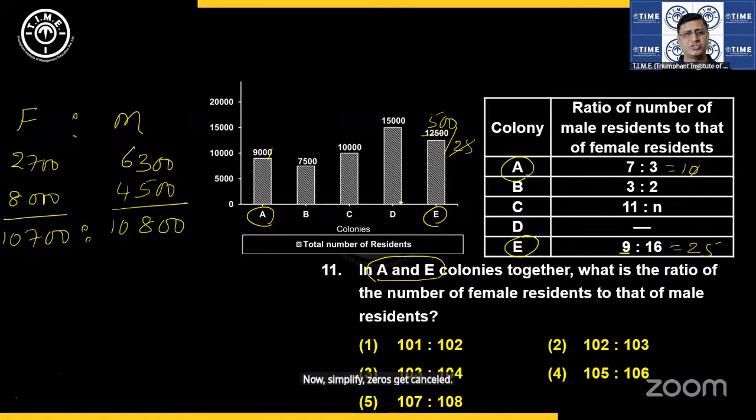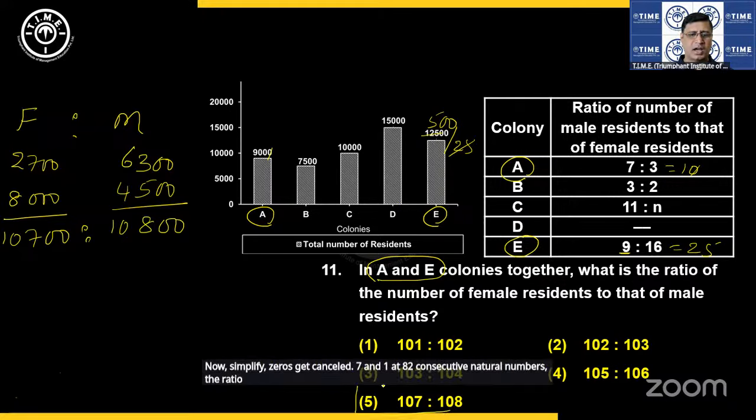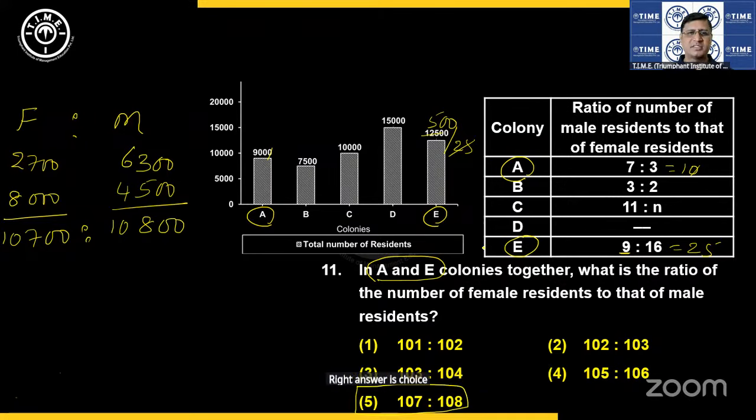107 and 108, two consecutive natural numbers. The ratio is option number 5. The right answer is choice 5. Answer 107 is to 108. 107 is to 108 is the right answer. Now look at the next example on your screen.